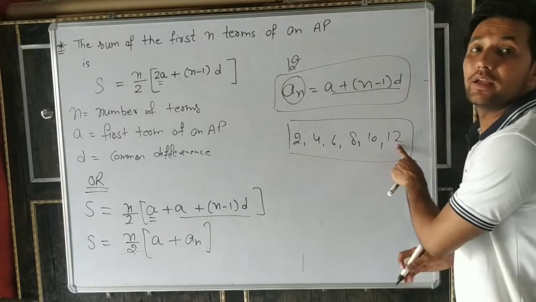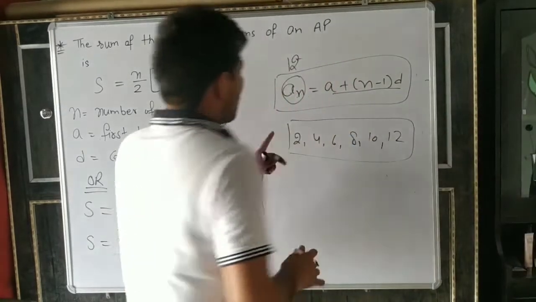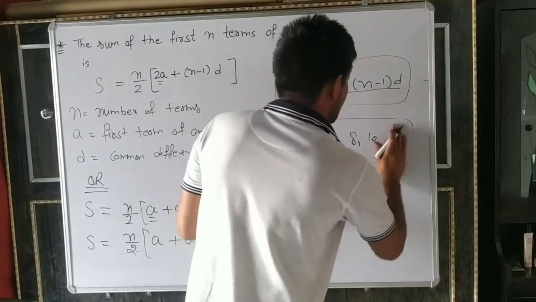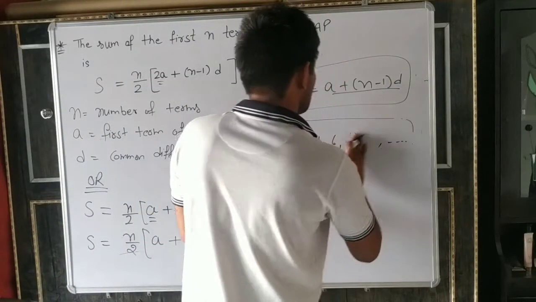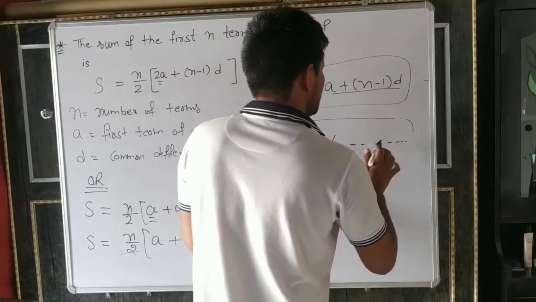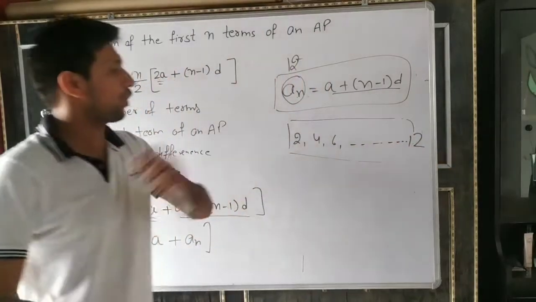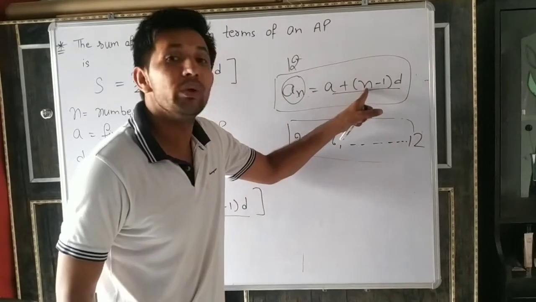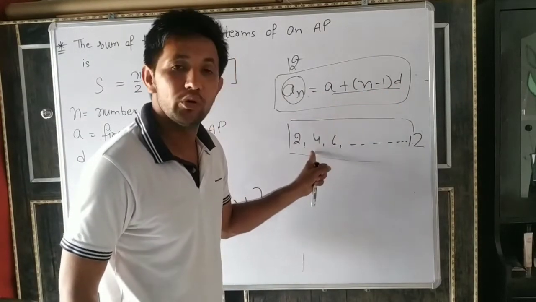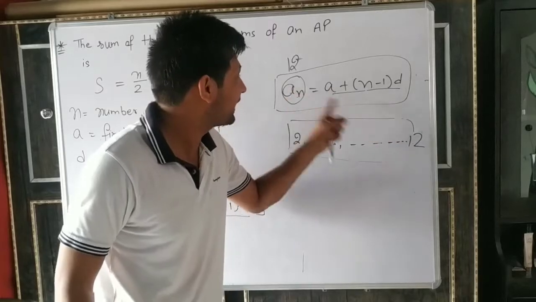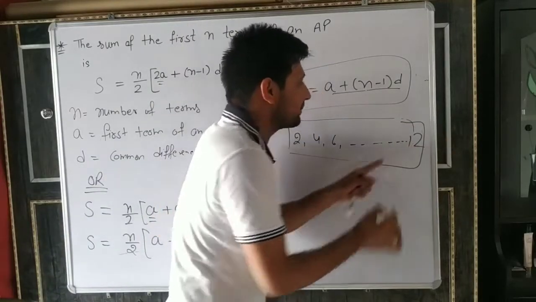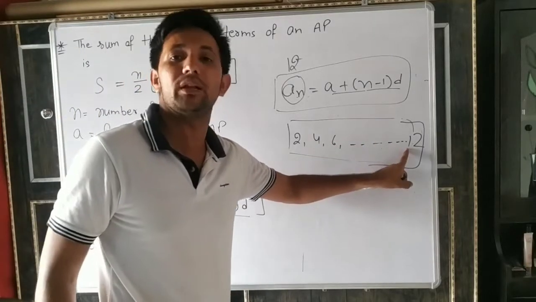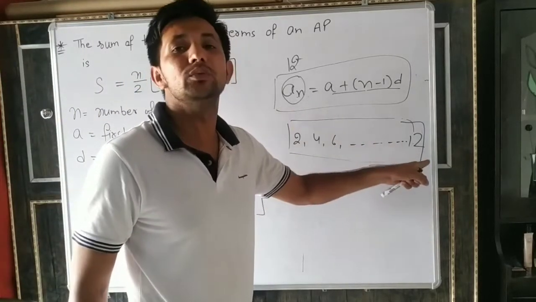An is 12. If you want to find how many terms are in this AP, and the last term is 12, find the number of terms. So we use this formula. A is 2, N we want to find, D is the common difference, and An is 12. The last term is given, 12. So An is always the last term of this AP. Always, An means we are using the last term.